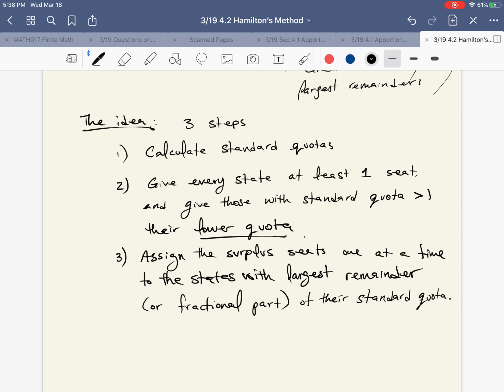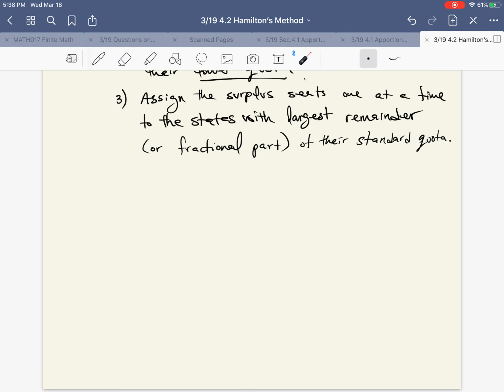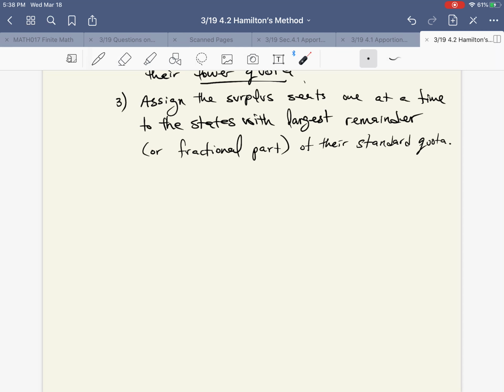But in most cases, we will be giving away fewer seats than the total number of seats that we have. And so with those surplus ones, we'll look at the fractional parts, the remainders when we calculated those standard quotas. The states with the biggest fractional parts will get the surplus seats first, and we'll go down that list one by one. Why don't we go back to our example? Good. So back to Parador.